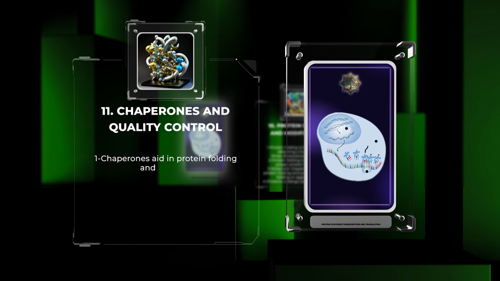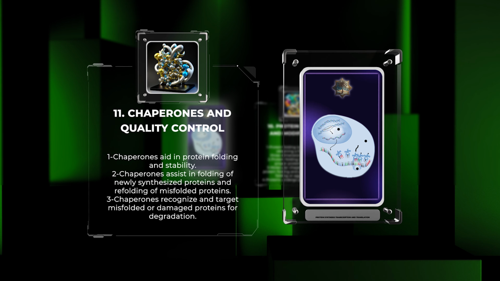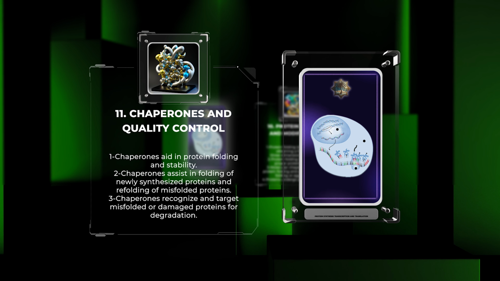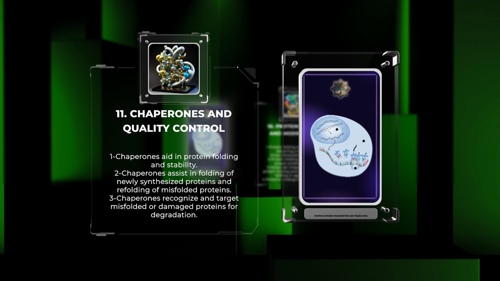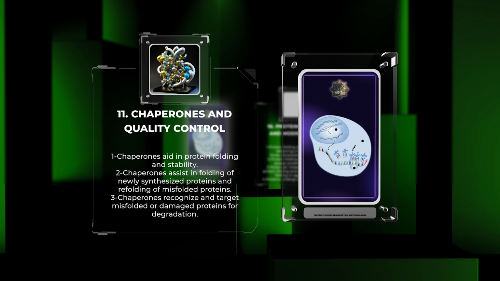Chaperones are a class of molecules that aid in protein folding and stability, ensuring correct protein conformation. They assist in the folding of newly synthesized proteins and help in the refolding of misfolded proteins. Additionally, chaperones play a crucial role in quality control by recognizing and targeting misfolded or damaged proteins for degradation.